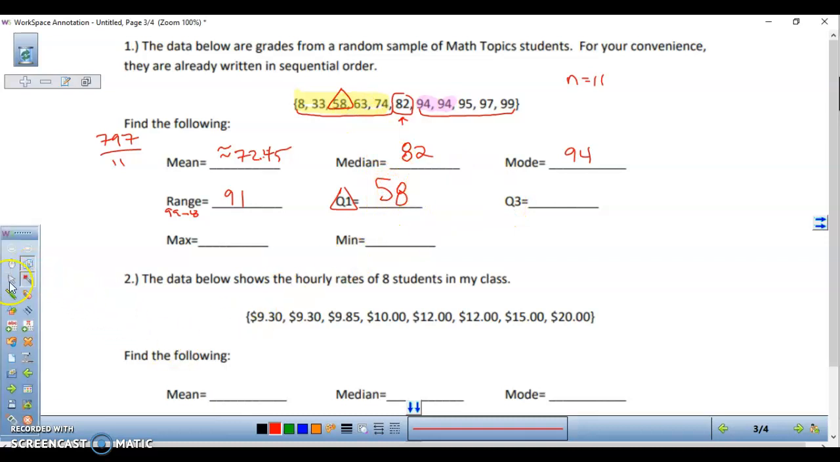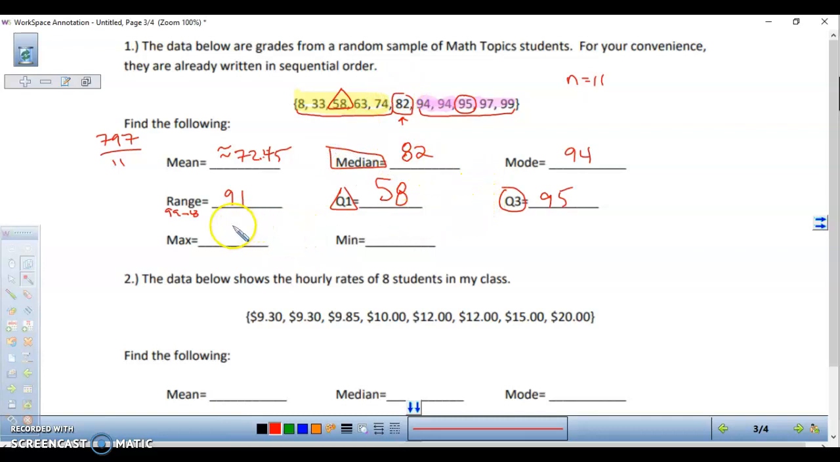Q3 is the median of the second half of the data. So I look, the numbers above Q2 are the numbers above the median. And if I find the middle of that, we'll do maybe a circle around Q3. It will be right there, 95. And then the median, we did a square around. So you can kind of see that in the data values.